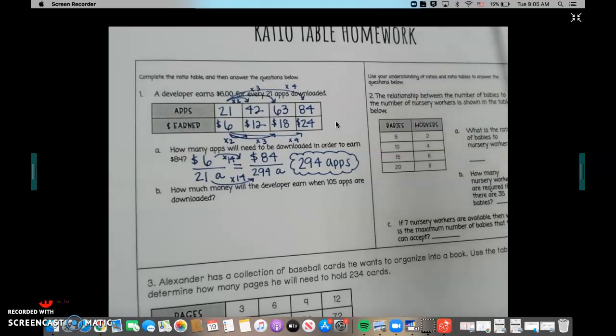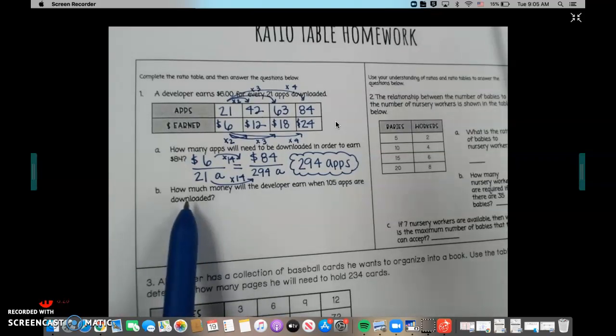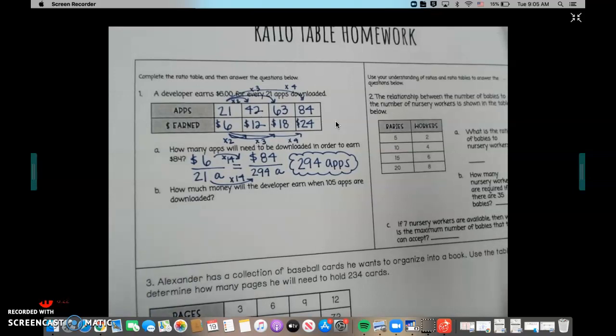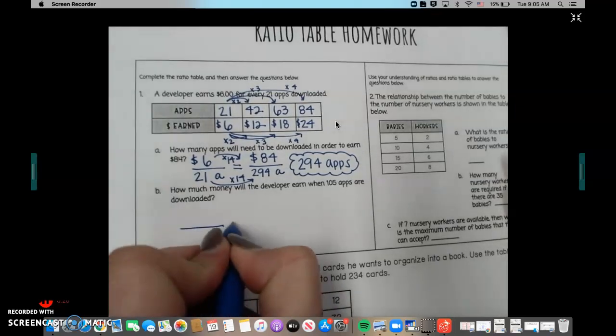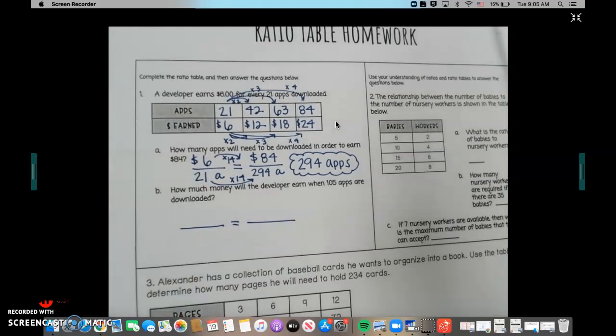Okay. Looking at question B, we're not going to do this full one together, but let's set it up together. What are we going to start with? Line equals line. Sorry, Miss Duggan. No, you're good. Read it. Okay, read it, Miss Duggan. How much money will the developer earn when 105 apps are downloaded?